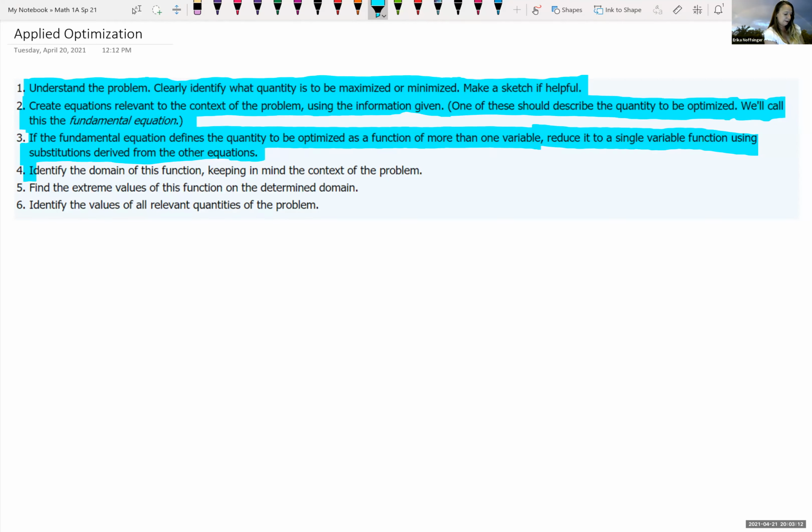We need to identify the domain of the function, keeping in mind the context of the problem. So if we're talking about area, or we're maximizing area, it doesn't make sense to have a negative length. So we just have to keep in context what's going on when we're looking at our problem. We want to find extreme values of the function on the determined domain. And then we identify the values that are relevant to the quantities of the problem.